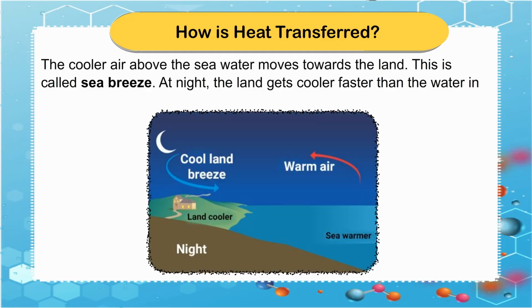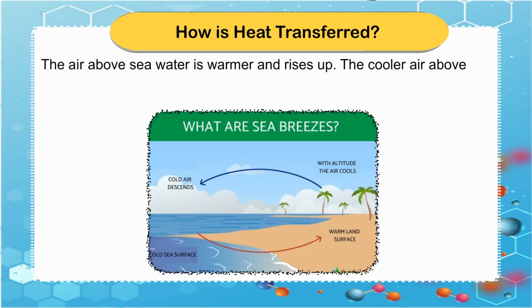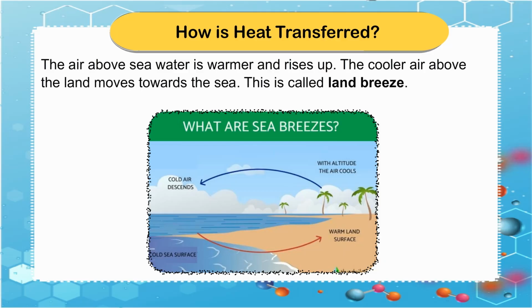At night, the land gets cooler faster than the water in the sea. The air above sea water is warmer and rises up. The cooler air above the land moves towards the sea. This is called land breeze.